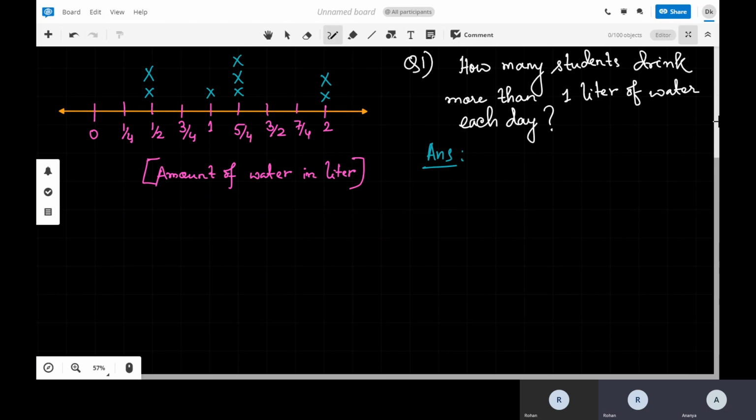I first look at 1 on the number line, and then I look at all the crosses that are after the 1, and then I count them. So after one, we see that there are 1, 2, 3, 4, and 5 crosses, isn't it? So there are 5 students who drink more than 1 liter of water every day. So that's great. The answer is 5 students. Very good. Isn't it really easy, Rohan?